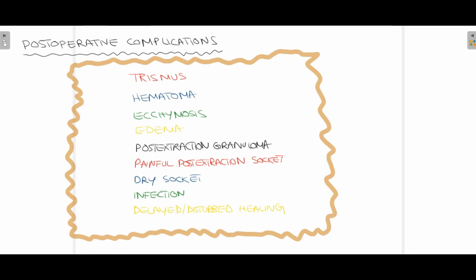Now, in this video, we'll talk about the commonly encountered complications after the tooth has been extracted. These post-operative complications include trismus, hematoma, ecchymosis, edema, post-extraction granuloma, painful post-extraction socket, dry socket, infection, and delayed or disturbed healing. One by one, we'll talk about each of these complications in this video.